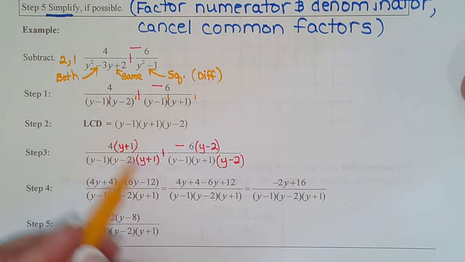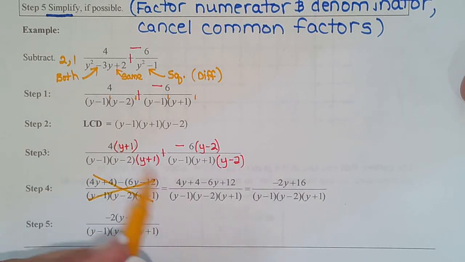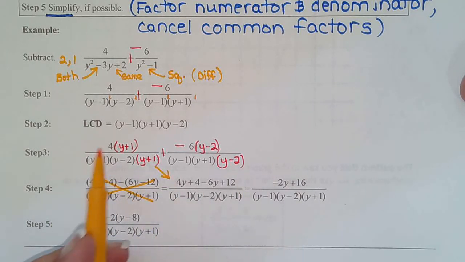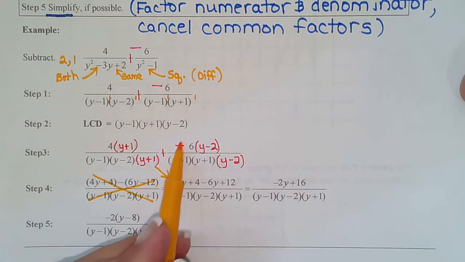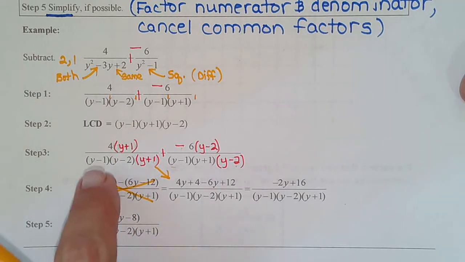So then I get 4y. You don't have to look at this step because we already added the opposite. So just go straight to here. 4y plus 4 minus 6y plus 12 all over, see the common denominator? y minus 1, y plus 1, y minus 2, y minus 1, y plus 1, y minus 2. So they both have the same denominator.